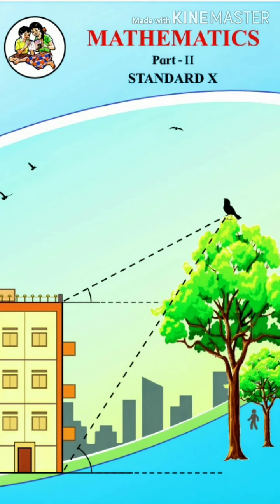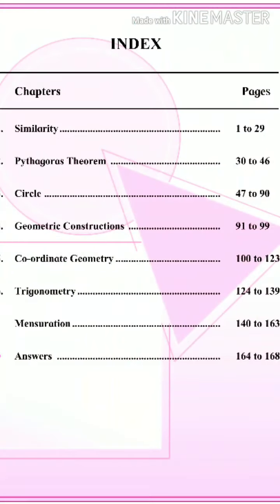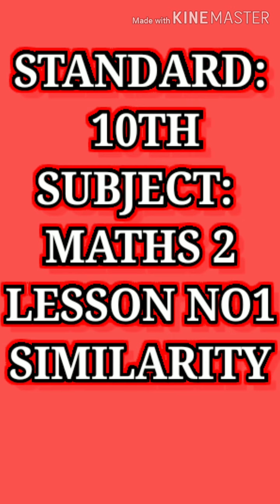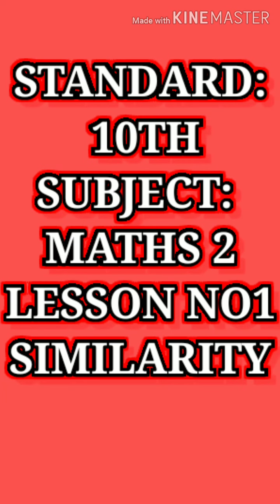Second textbook is over here. You are observing the maths textbook first cover. This is the index of our maths second textbook. Similarity, Pythagoras theorem, circle, coordinate geometry, trigonometry, mensuration are the lessons. So let's start our standard 10th Maths 2, lesson number one, similarity.